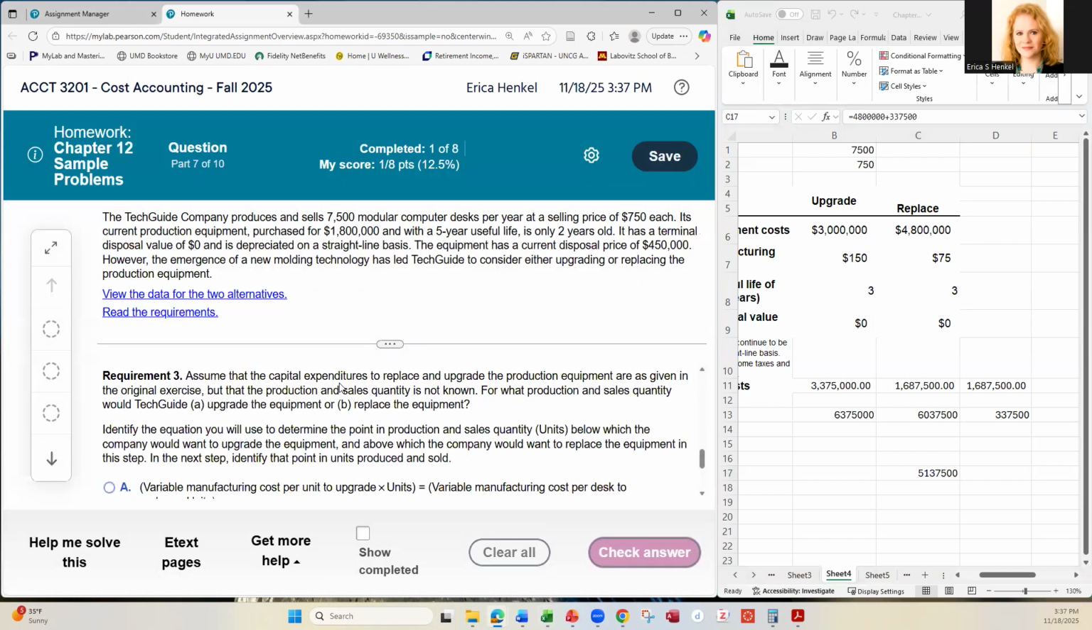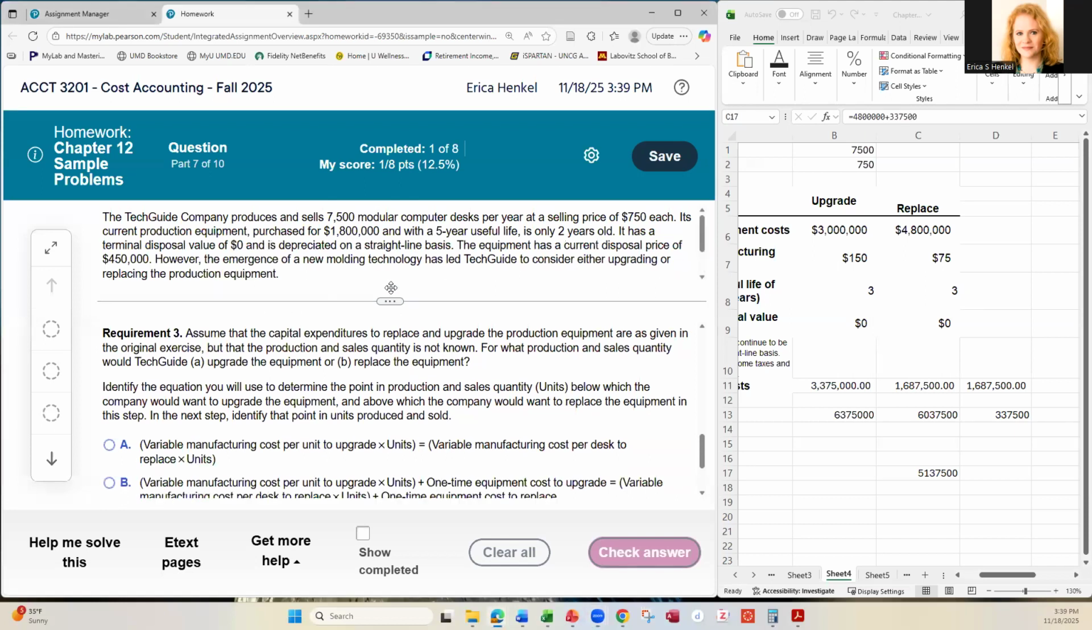Okay, so now assume that the capital expenditures to replace and upgrade the production equipment are as given in the original exercise, so the same, but the production and sales quantity is not known. For what production and sales quantity would we upgrade the equipment or replace the equipment? Well, we would need to look at our contribution margin, right?